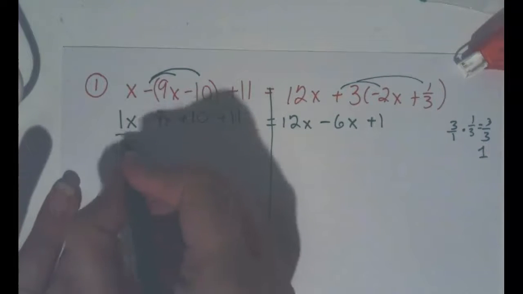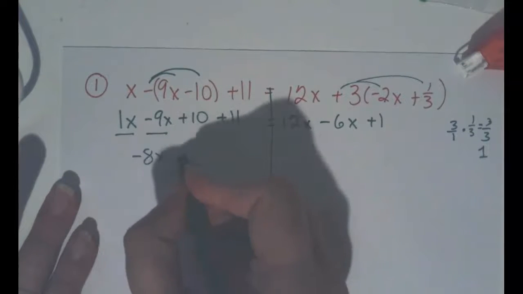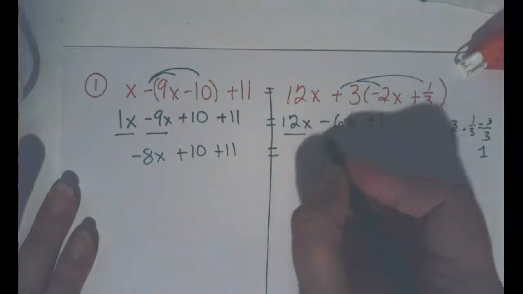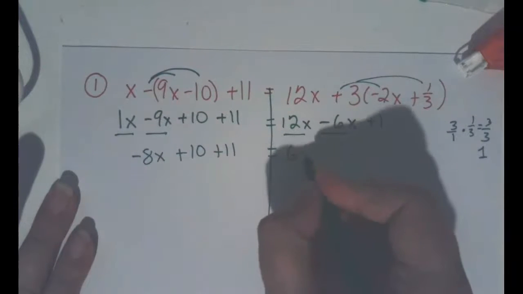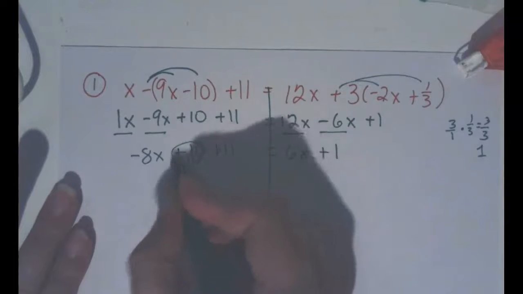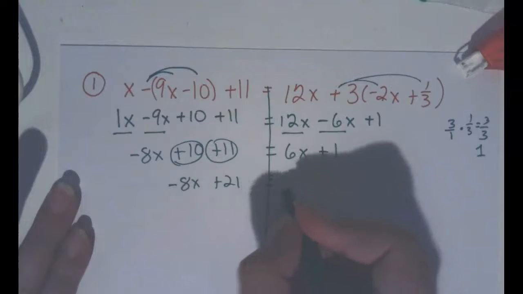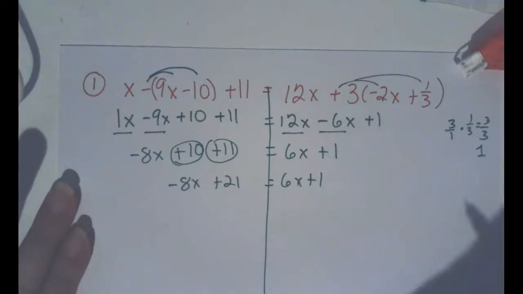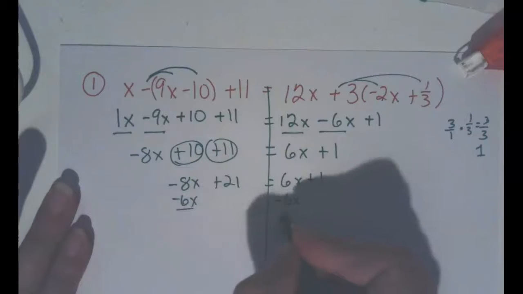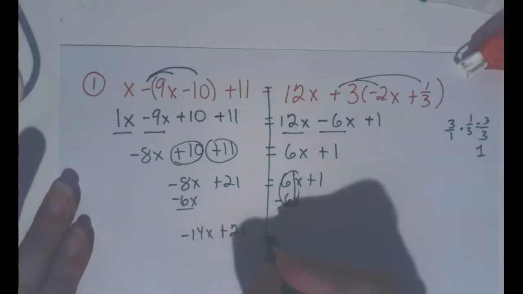This is 1x, so 1x minus 9x is negative 8x plus 10 plus 11 equals 12x minus 6x is 6x plus 1. And then I can combine some more like terms here. Get negative 8x plus 21 equals 6x plus 1. Move all my variables to one side of the equation. Very careful with my signs. This is negative 14x plus 21 equals 1.